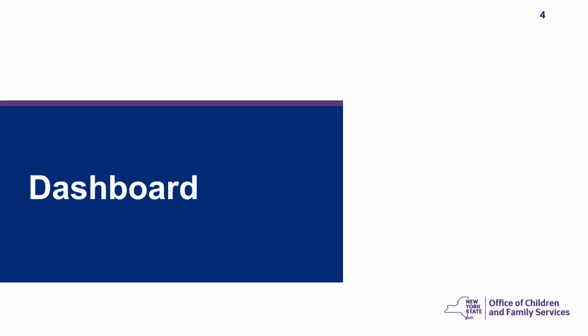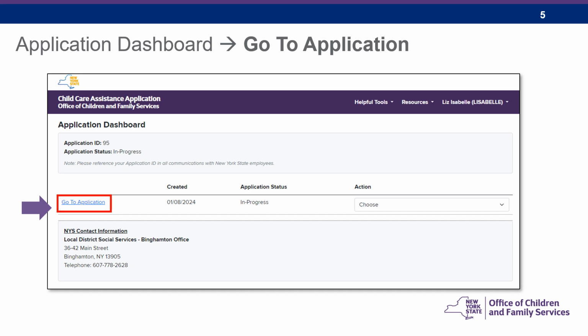Dashboard. The application dashboard shows basic information about your application, such as the date it was created and its current status, and allows you to take actions, such as withdrawing an application. Once your application dashboard loads, select Go to Application to continue to your application.